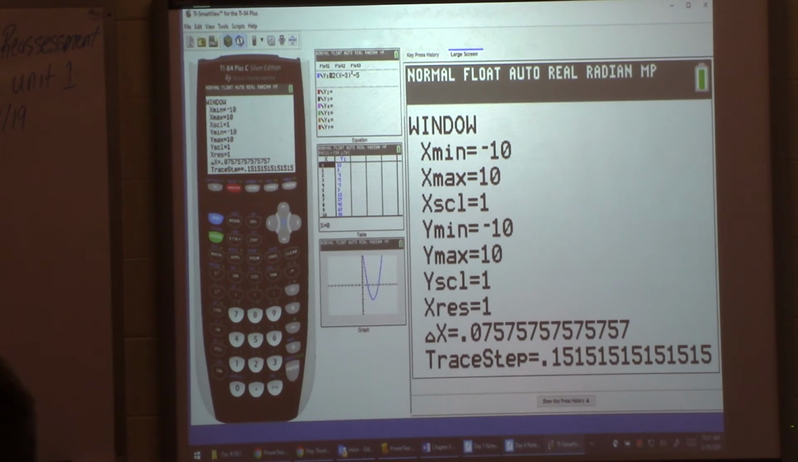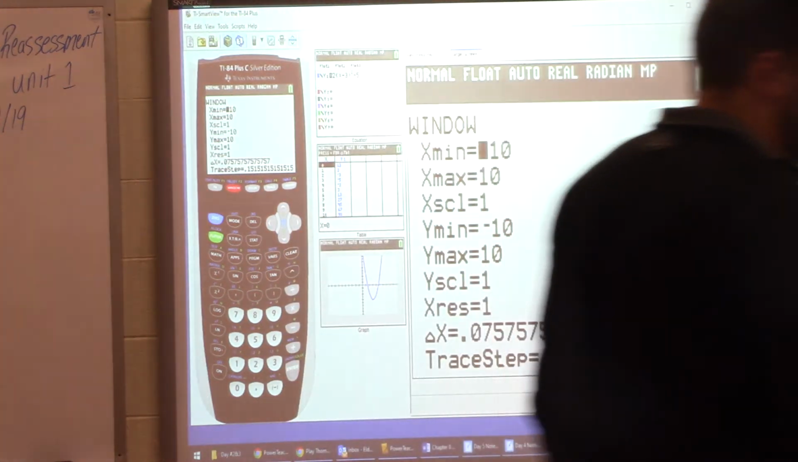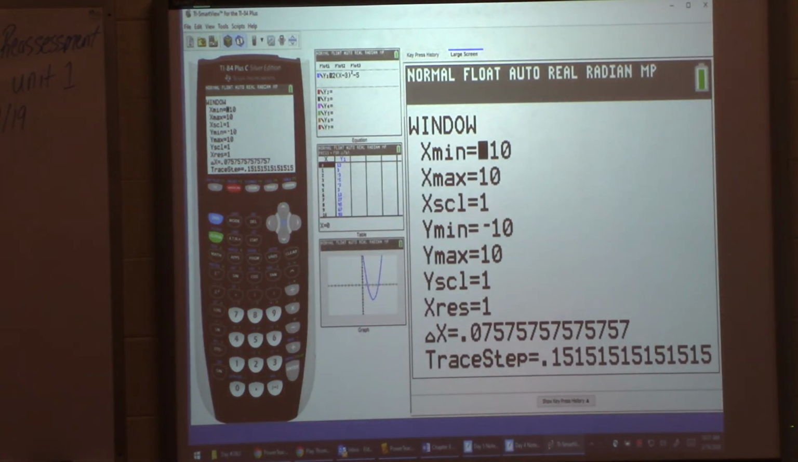So then if you change your window, you should be able to see it, right? Have we all been able to see our graph? Okay. We all good?